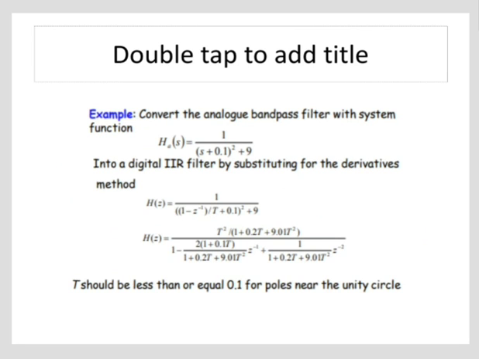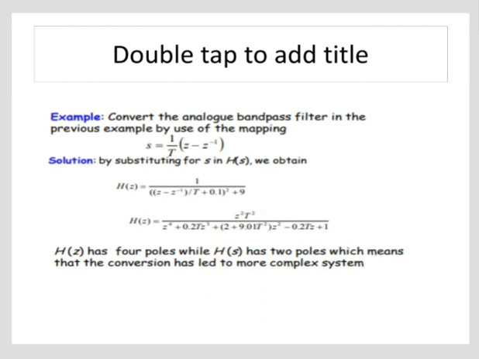So this is one example for conversion of an analog bandpass filter with the system function given by this equation. We convert it into a digital IIR filter by substituting the derivative method, and we will solve it. T should be less than or equal to 0.1 for poles near the unit circle. This one is the second example.